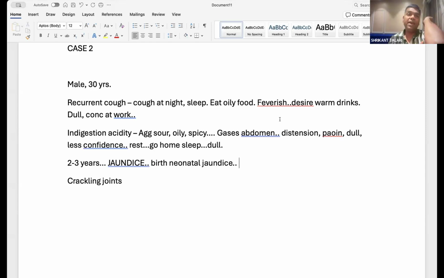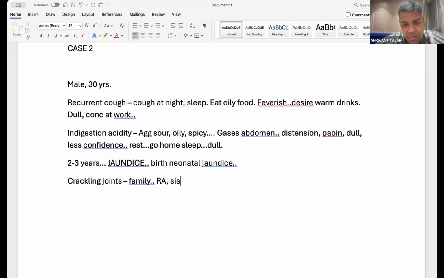Okay. And that is where it all started. Then I asked him, what is the complaint about crackling in joints? So he says, I have this crackling in joints. This runs in our family. I said, what runs in your family? He said, my mother has rheumatoid arthritis.